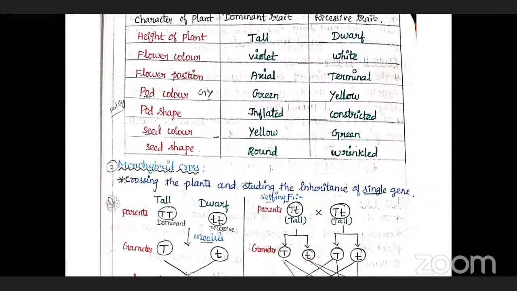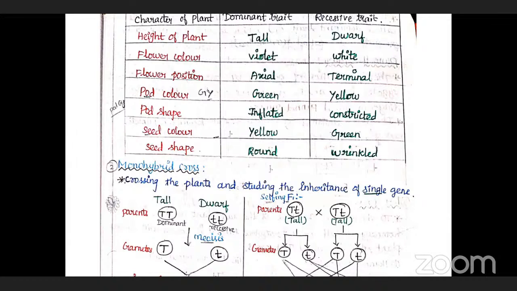Again, I repeat, he selected only the 7 characters. Each character has 2 alternatives; one is dominant, another one is recessive. For example, the first one is plant height, with 2 alternatives: tall and short. Tall is the dominant one. Short is the recessive one.